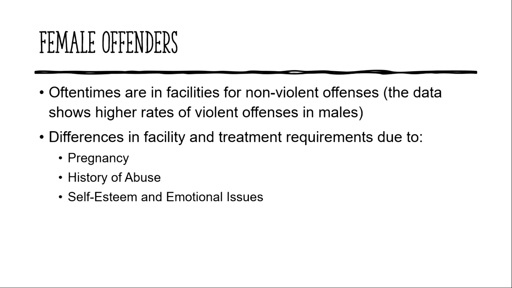But the facilities and the treatment requirements, much like we talked about with the elderly, how there are different requirements for them and things like that. One of the biggest differences that needs to be understood is pregnancy. Female inmates can get pregnant. Male inmates cannot. It's the biological nature of womanhood, of cisgendered womanhood. You can't avoid it. And so, because of that, facilities have to have a way of dealing with pregnancy.